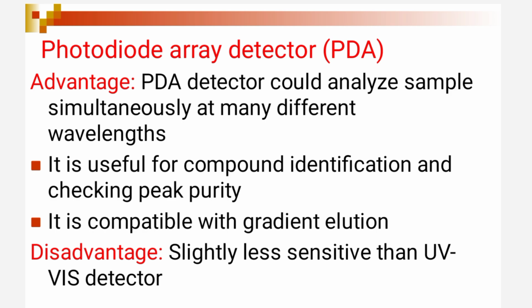Next is the photodiode array detector. Advantages are the PDA detector can analyze a sample simultaneously at many different wavelengths. It is useful for compound identification and checking peak purity. It is compatible with gradient elution. And the disadvantage is it is slightly less sensitive than the UV visible detector.